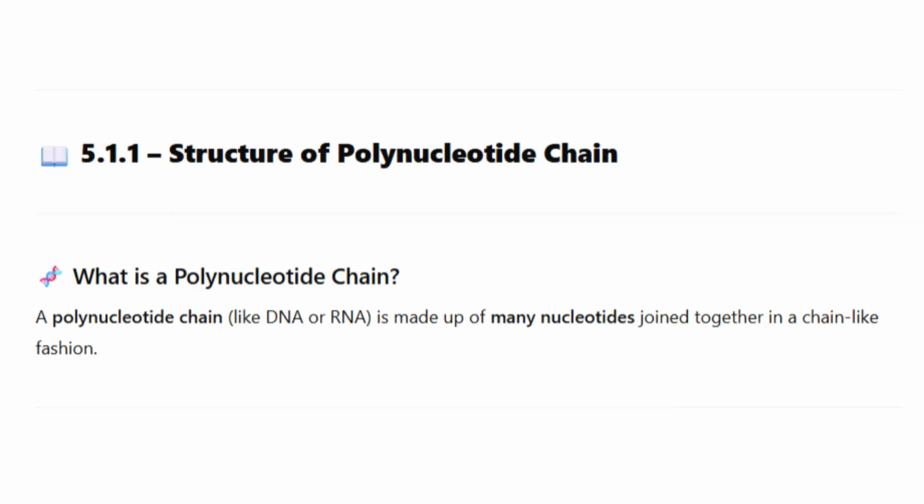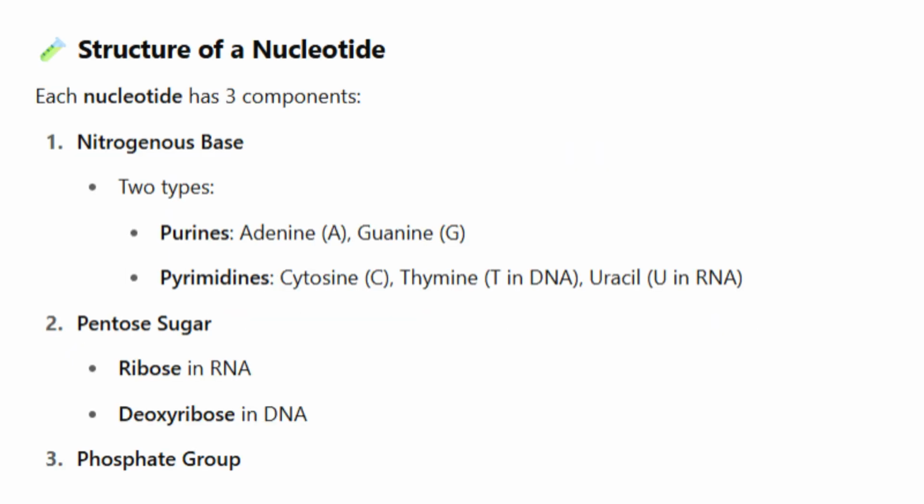5.1.1 Structure of polynucleotide chain. What is a polynucleotide chain? A polynucleotide chain, like DNA or RNA, is made up of many nucleotides joined together in a chain-like fashion. Structure of a nucleotide. Each nucleotide has three components.